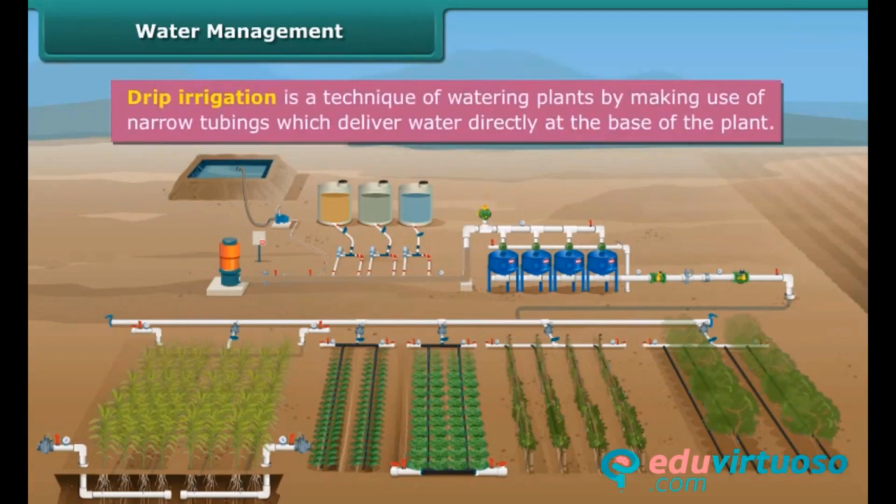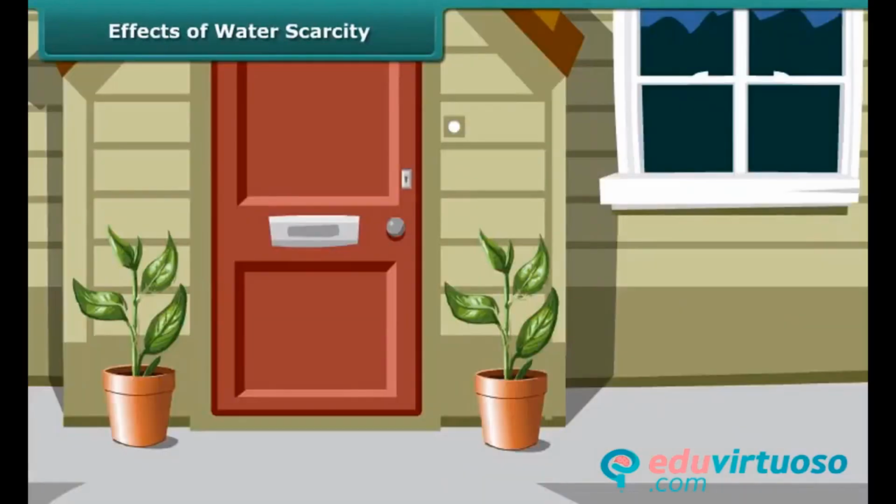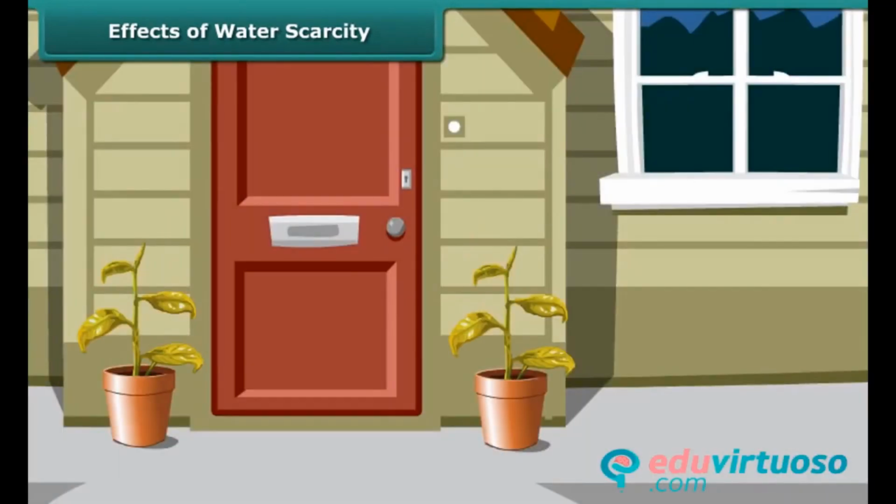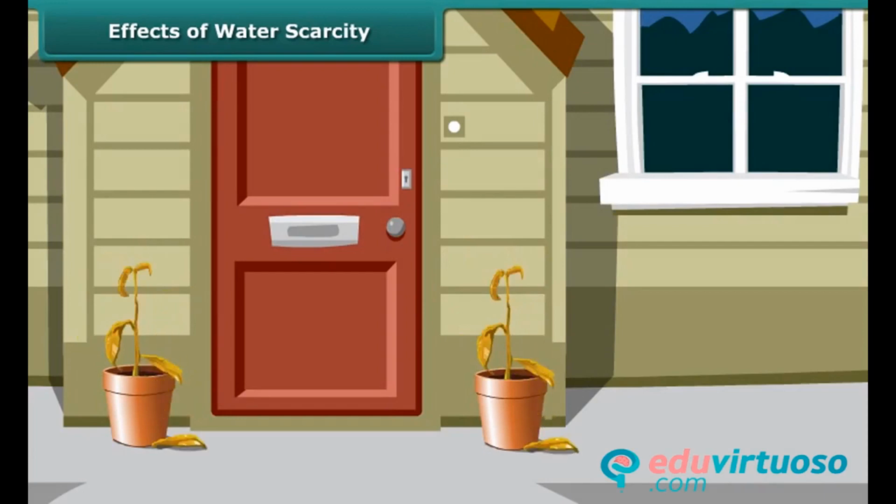Drip irrigation is a technique of watering plants by making use of narrow tubings which deliver water directly at the base of the plant. Let us study the effect of water scarcity on plants. You are out on a holiday. When you return home after a week, you see that your plants have wilted. Why? You know the reason very well. They did not get water for a week.